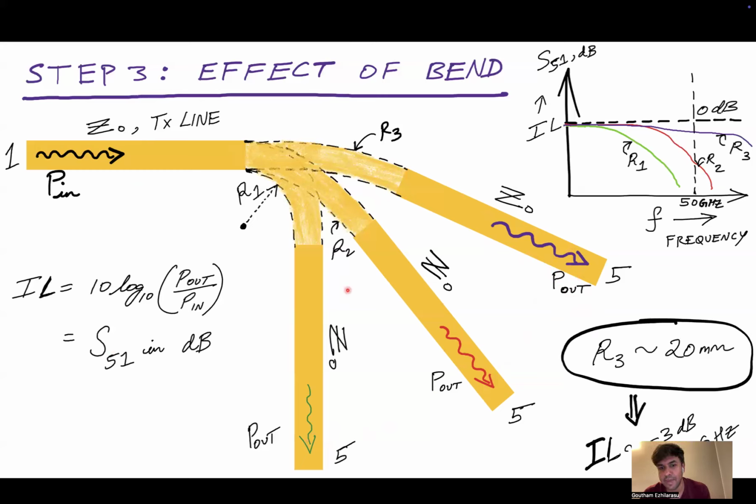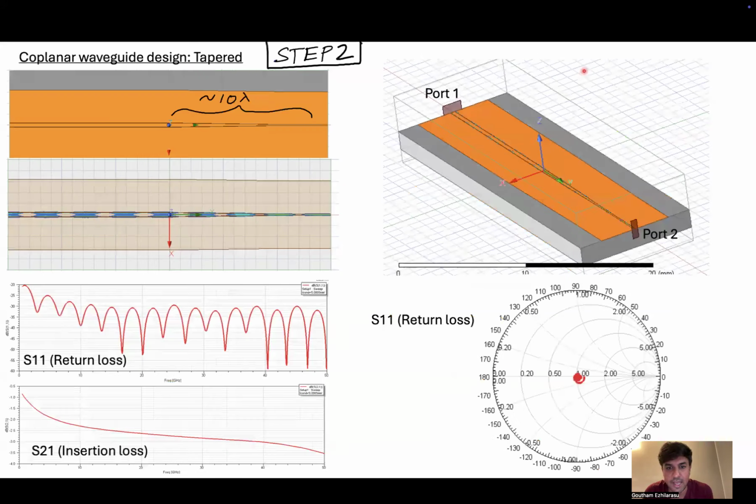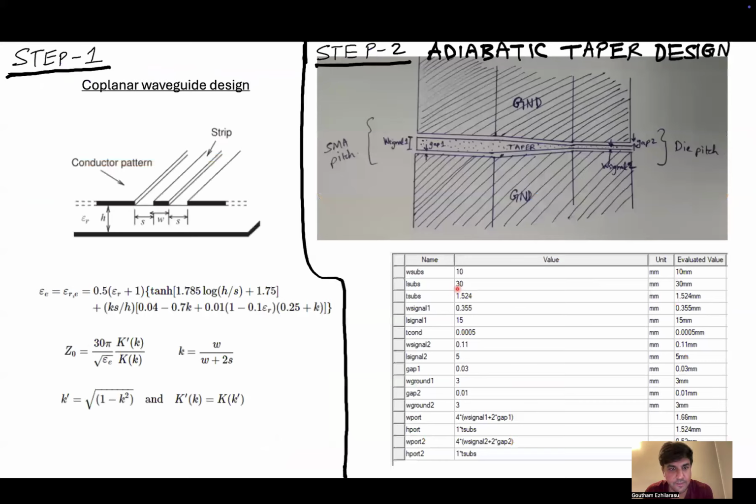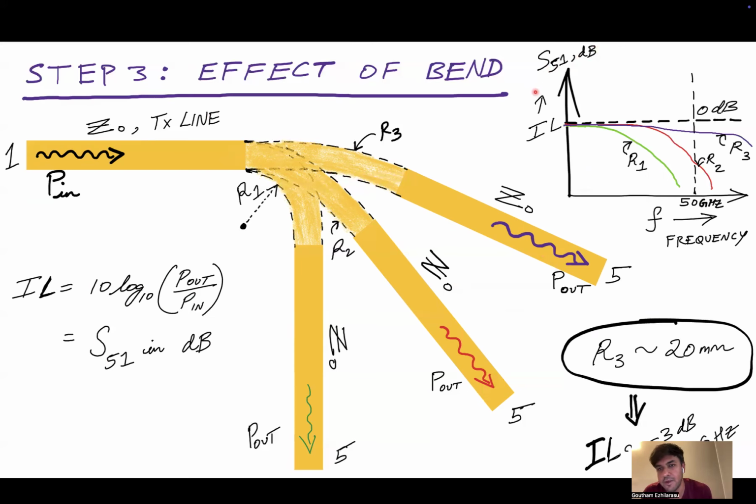So what you see is that as the bending radius is increasing, or the bending is becoming more and more gradual, the bending becomes more adiabatic, and this adiabatic bending reduces the reflections of the signals as they go from one side to the other. Each side of this transmission line is already designed to be exactly 50 ohms. You can see here the S51, because this is terminal 5 and this is terminal 1, S51 is the insertion loss in dB.